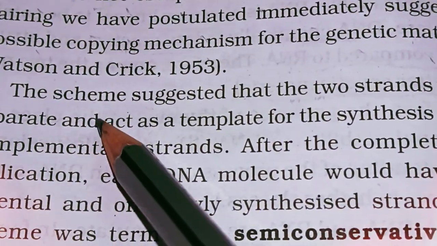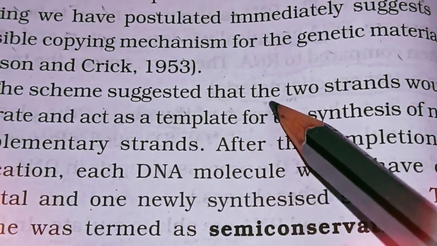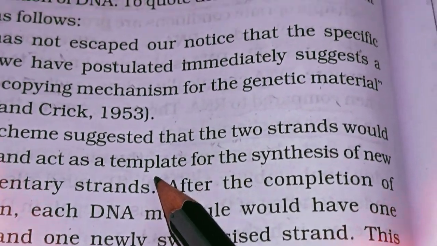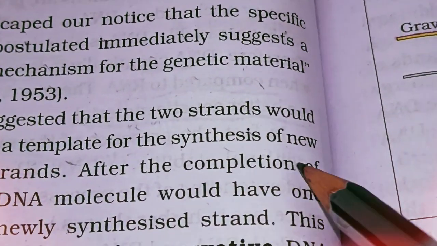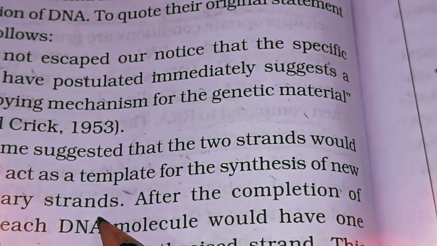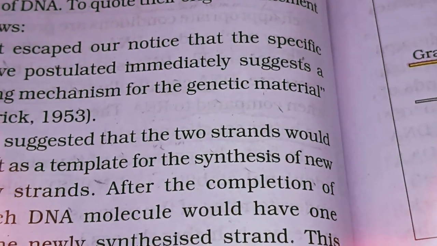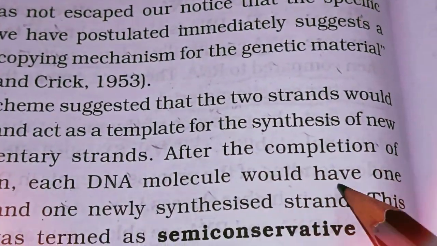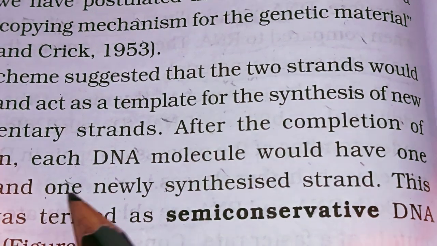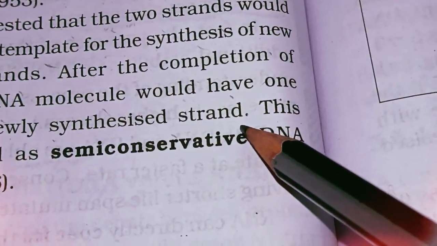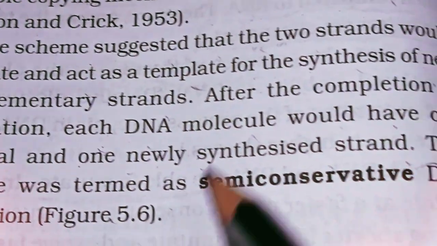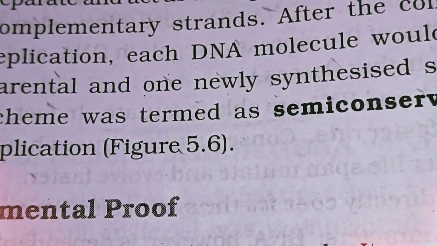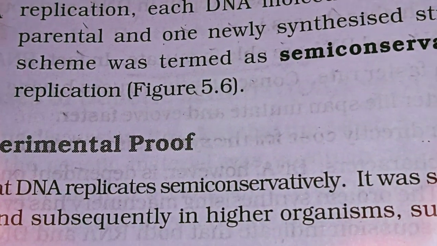The scheme suggested that the two strands would separate and act as a template for the synthesis of a new complementary strand. After the completion of replication, each DNA molecule would have one parental and one newly synthesized strand. Thus, the scheme was termed semi-conservative DNA replication. Now, the experimental proof we will see.